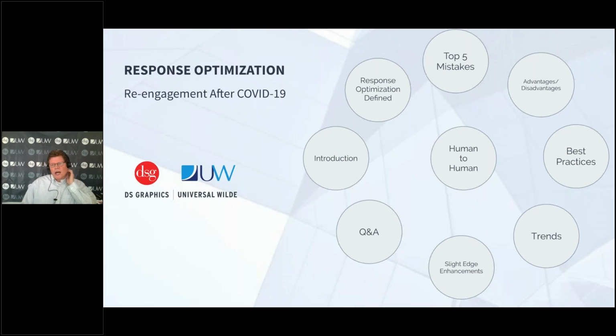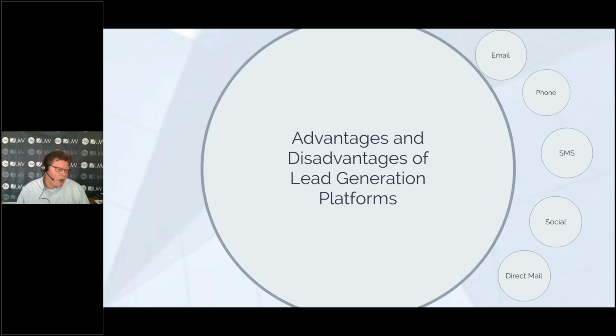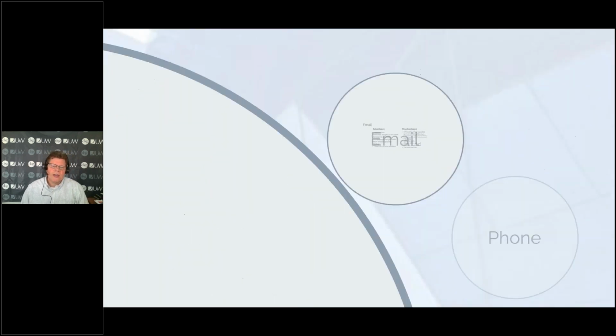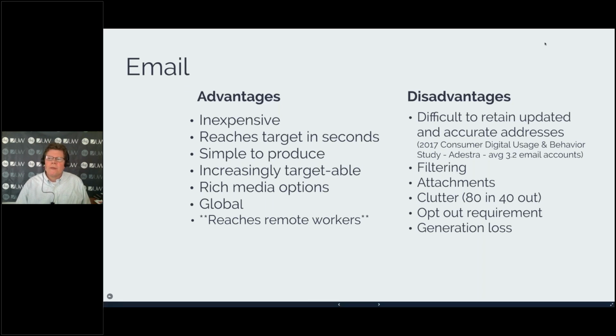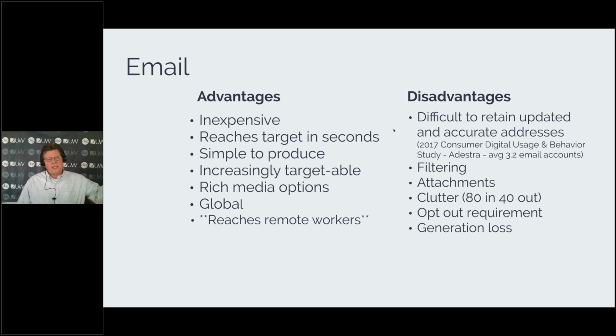So we're all using all kinds of different channels out there. And one of the things we like to look at is there's advantages and disadvantages to some of these. You probably know a lot of this, so I'm not going to spend a ton of time. I am going to point out things that I think are maybe a little bit different that you may not have thought of before. Email, we know it's inexpensive. It gets there in seconds, simple to produce. It's increasingly targetable, right? Rich media options. It's global. One of the biggest advantages of email today, it reaches remote workers.